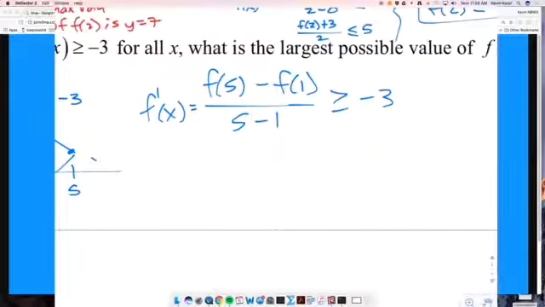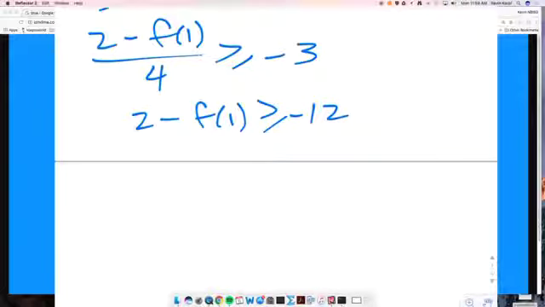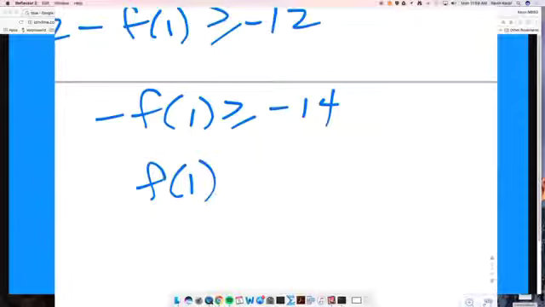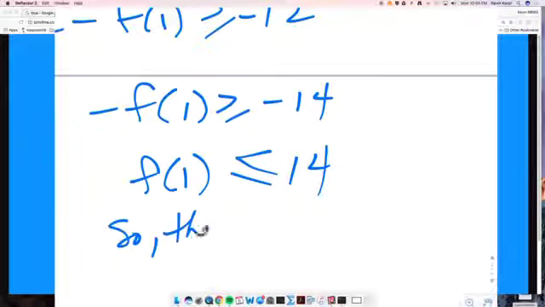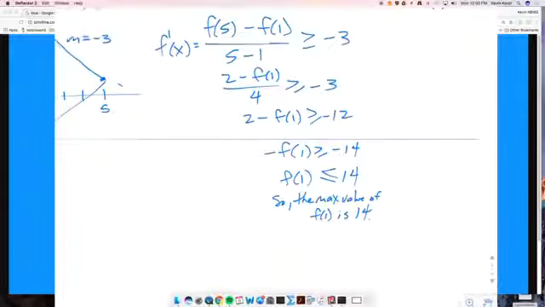We know f of 5 is 2, so 2 minus f of 1 all over 4 is greater than or equal to -3. Quadruple both sides, and you get -12. So then you get negative f of 1 is greater than or equal to -14. And now when you multiply both sides by -1, what happens to the inequality? It flips, and you get f of 1 is less than or equal to 14. So the max value of f of 1 is what? 14, yeah. And it could be anything less than that.